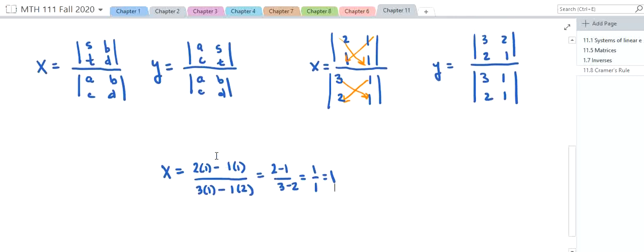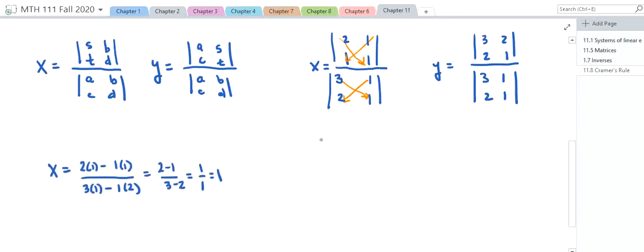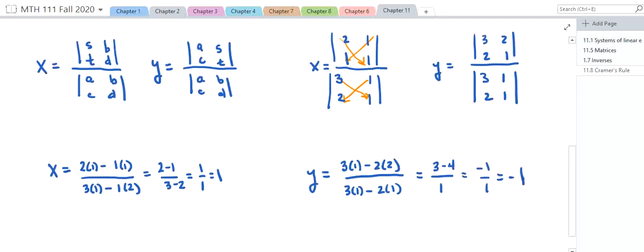Now, let's move this over. The y value is calculated in the same way. This is now 3 times 1 minus 2 times 2 over 3 times 1 minus 2 times 1. It's the exact same number over here. So this is 3 minus 4 over essentially 1 again, equals minus 1 over 1, equals minus 1.